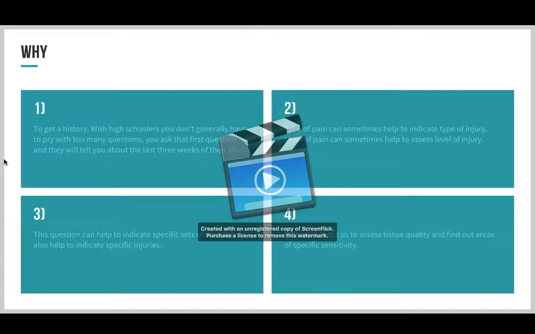Number 4, we use palpation to help us assess tissue quality and find areas of specific sensitivity. So we always work away from the side of pain to it, because if you go right for poking out that pain, they're not going to trust you, and it's not going to lead to good results of any of your tests, really.